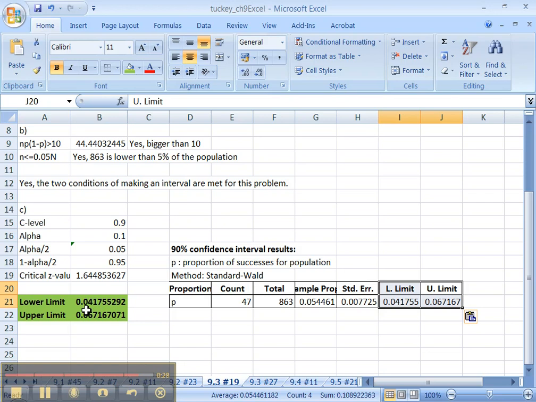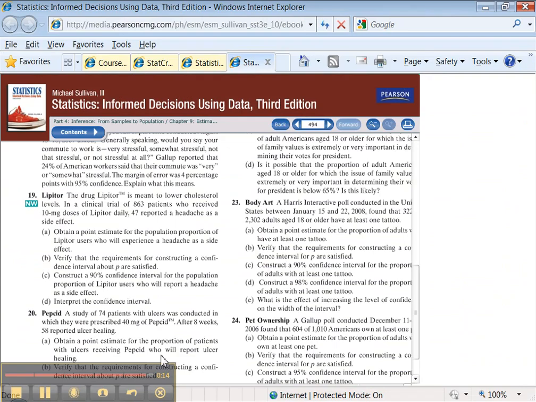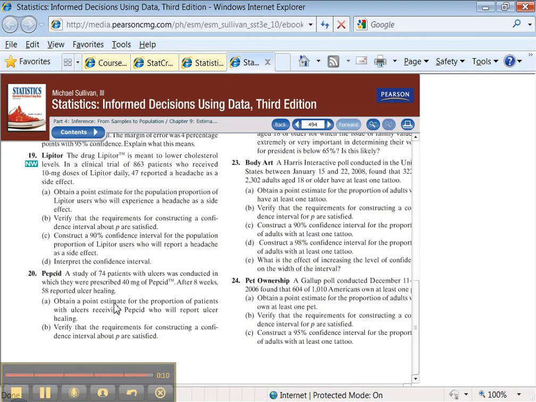Again, there are reasons to do it both ways. I just want you to see both ways. As far as I recall, DDXL doesn't do this very well, so I think we're okay with just using StatCrunch as our backup. All right, that's the end of that section. Let's see what else we need to do. Interpret the confidence interval. All right, well, I'll talk about that next time along with the next problem.